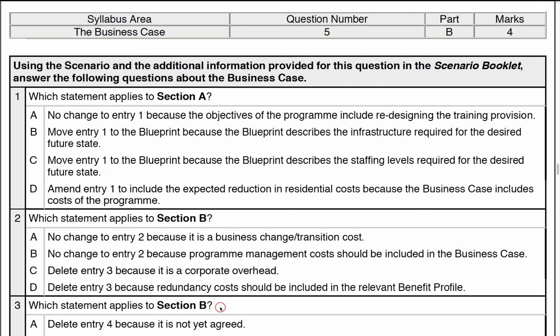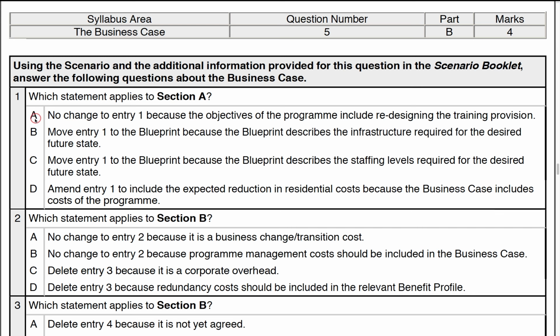Hi, and welcome to this question 5 business case part B. Now, there are 4 marks for this question you can see in the top box, and we have 4 question boxes. And first of all, note that in the question information box we have some bold information to refer us to the scenario and the additional information. So we're going to have a look at that in a moment.